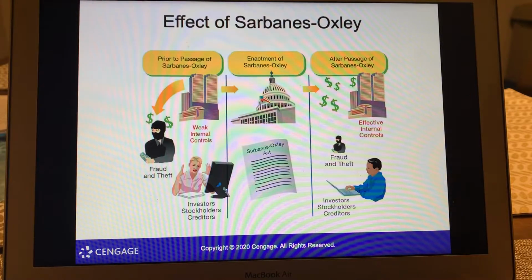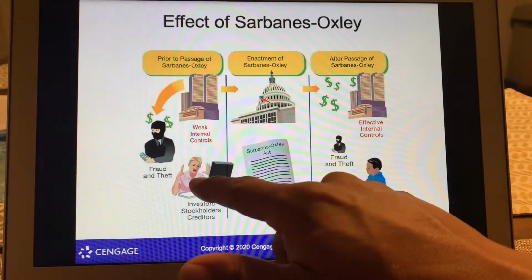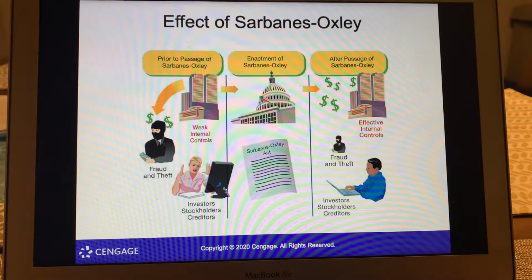So it went down. There's still theft and fraud, but there's more investor, stockholder, and creditor confidence in the system and the process. Notice he's nice and happy, and she's over here frantic. So that's kind of what it would look like if you look at it graphically with a picture.